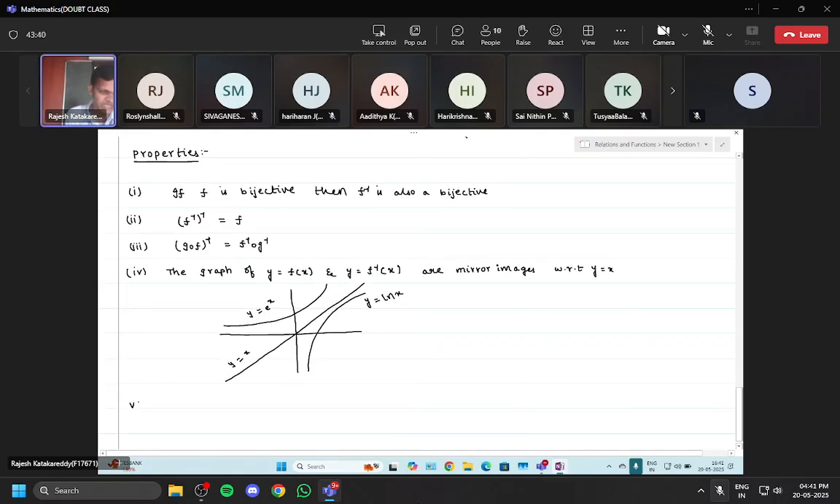Now the inverse thing we will use for onto, right? Normally, the domain of f inverse is equal to the range of f. This point is what we use. For onto, we will find the domain of f inverse and proceed from there. Also, the range of f inverse is equal to the domain of f.